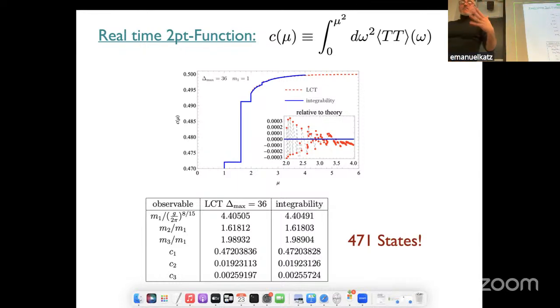So if you know anything about these types of computations using, I don't know, Fock space basis or some other basis, it never comes close to this, and people typically talk about 40,000 states.